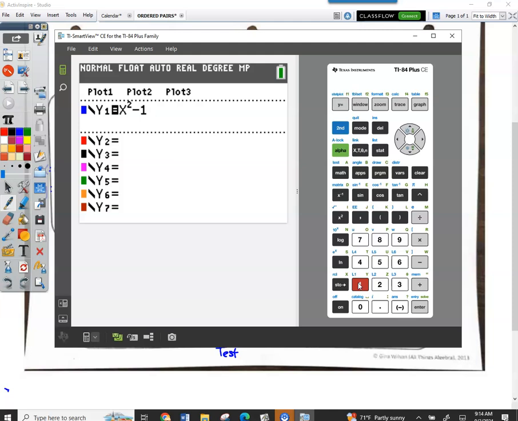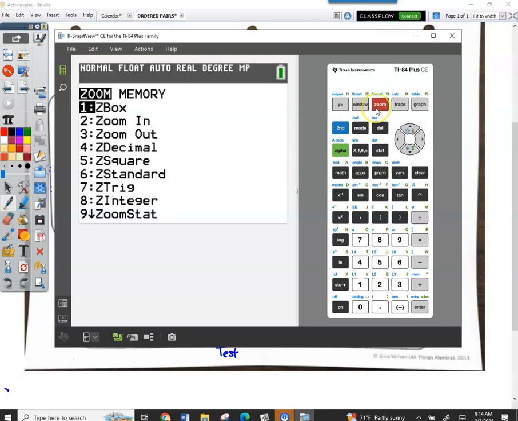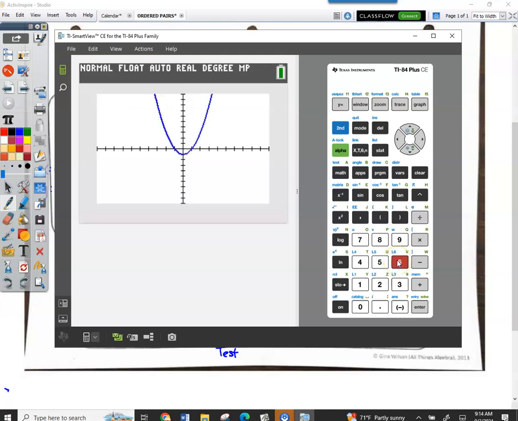Here we go. There's a Zoom button. It's going to say, all right, how do you want to zoom? There's different ways to zoom. We just want to do the standard viewing window, which is 6. So you're going to punch 6. Oh my God! I didn't press it. Now you have your graph.